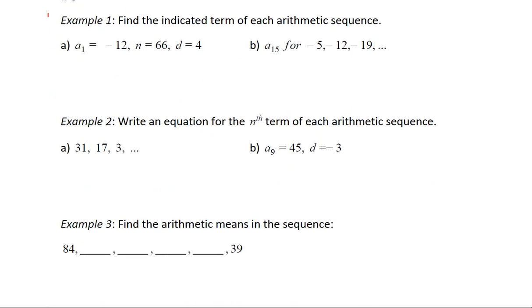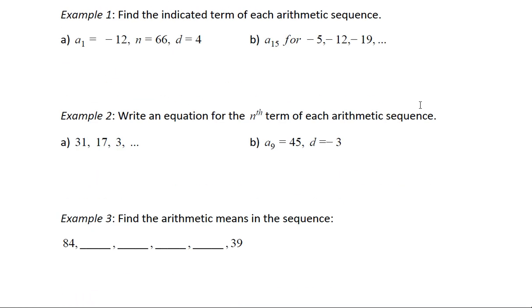Alright, so let's go down to example 1. Find the indicated term of each sequence. So I'm actually going to go to a Word document to try and make this work easier. If this doesn't work out as easy, I may switch to a whiteboard in one of my rooms here at the house. But we know that A sub 1, or the first term in the sequence, is negative 12. The number of term that we want is 66, the 66th term. So you're not going to want to do what we did in the last section and write out all 65 terms to get to the 66th. And the common difference is we're adding 4. Positive 4 means we're adding 4.